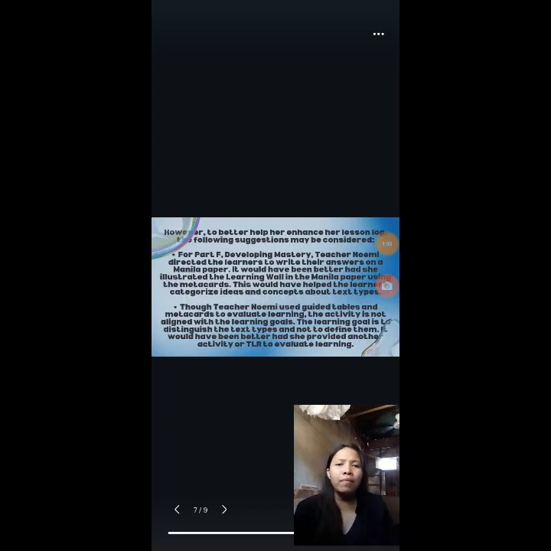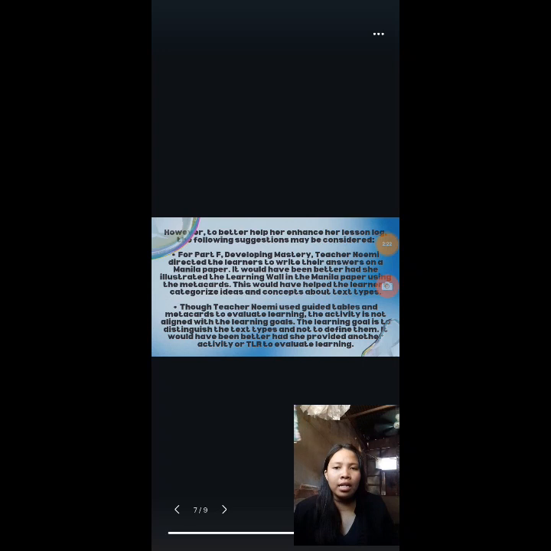However, to better help her enhance her lesson log, the following suggestions may be considered. Number 1 is for Part B, Develop Mastery. Teacher Nomi directed the learners to write their answers on a Manila paper. It would have been better had she illustrated a learner wall in the Manila paper using meta cards. This would help the learners categorize ideas and concepts about the text type.